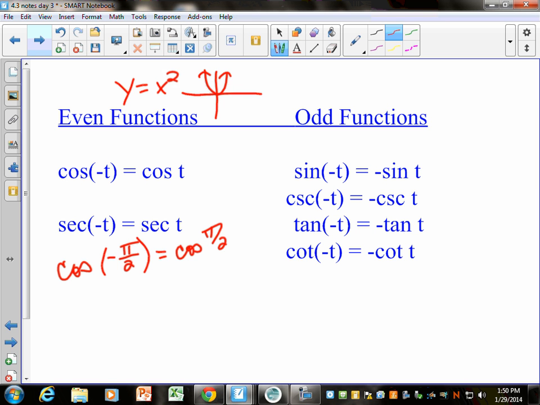So I always remember this is the only even one and all the rest of them are odd. So I never think I need to memorize all this. I always just think cosine and secant are even. The rest of them are odd, which means if you plug in a negative angle, you're going to get a negative value. So to plug in a real number here, you could say the sine of negative pi 6 is going to be the opposite of sine of pi 6.